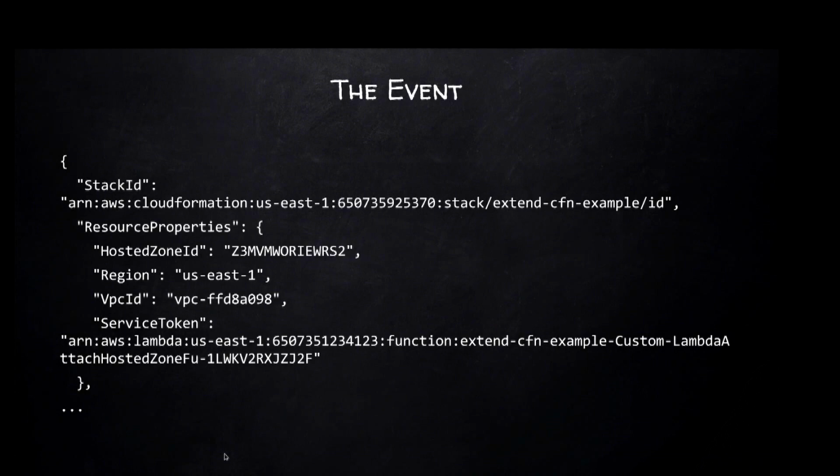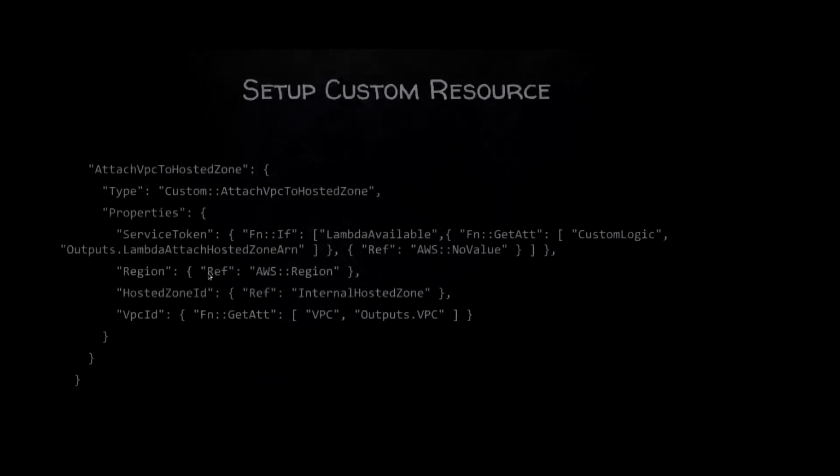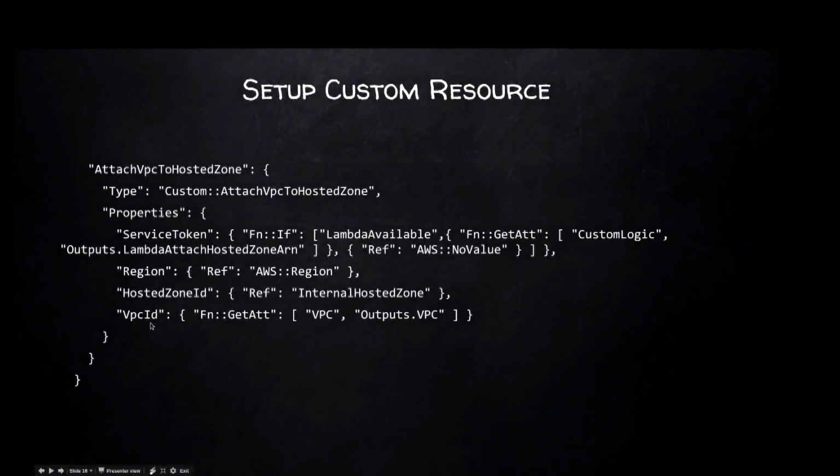So this is an example of an event. You can see here we have our stack ID, which is this big ARN. Here are our resource properties. So this is everything that came from CloudFormation. This is our hosted zone ID. This is exactly how I typed it into CloudFormation, so this is a one-to-one mapping there. So hosted zone ID, region, VPC ID. These values were passed in from CloudFormation. We'll go back to that right here.